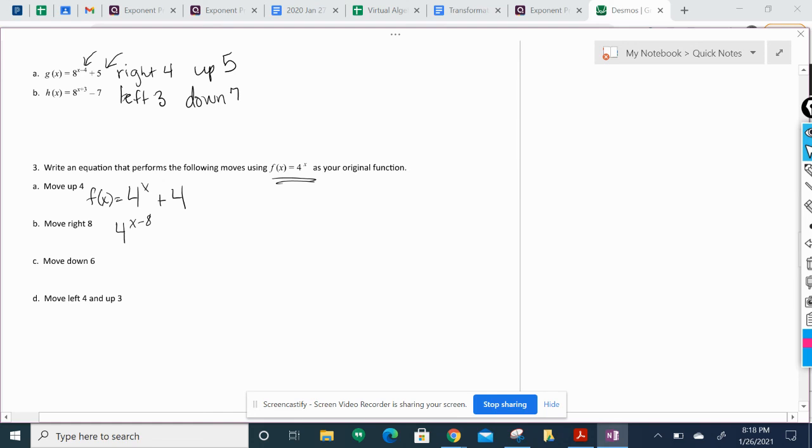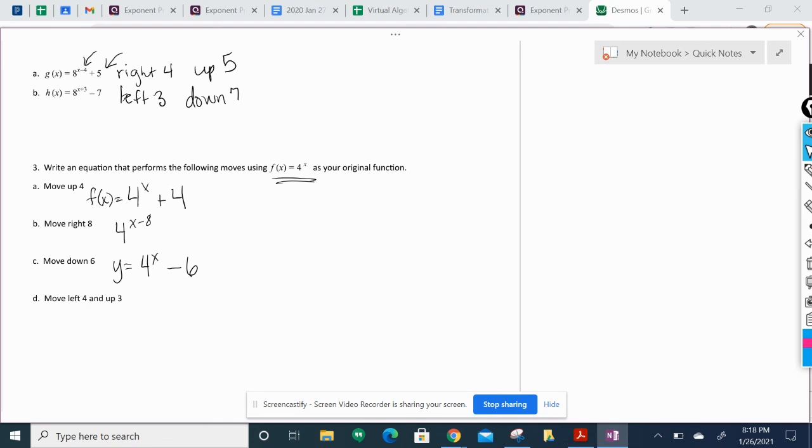Part C, if I want to move down 6, down is when we're outside the building. So we're just going to say y is equal to 4 to the x and then -6 out there outside the building. And finally, part D asks us to do 2 things.